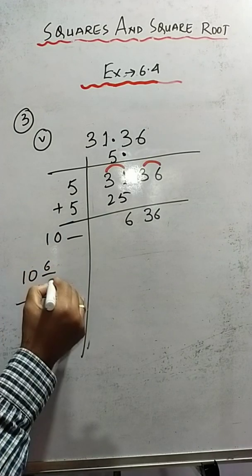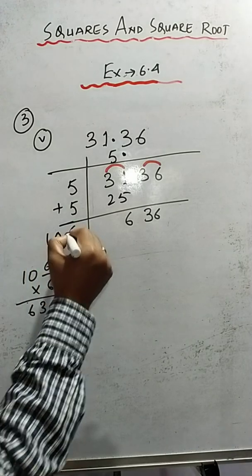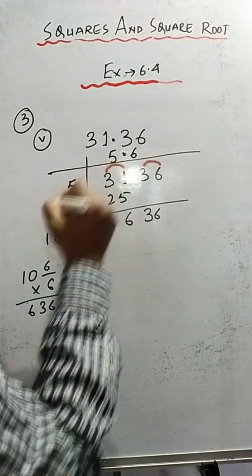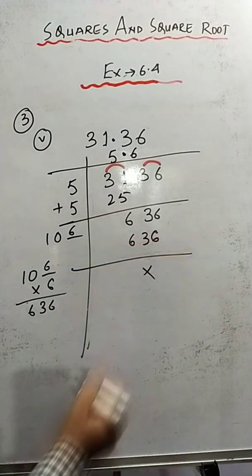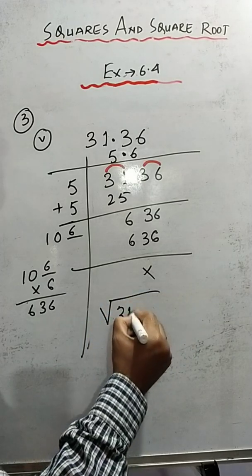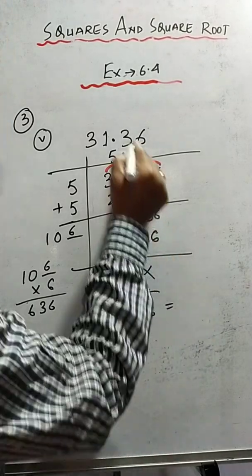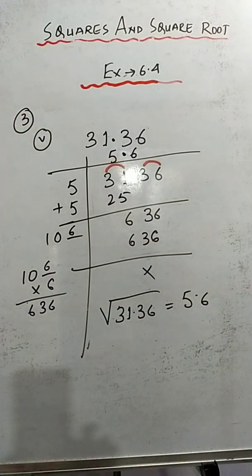Okay, 6 6s are 36, 6 1s are 6. Yes, this time 6 is the right option. Then we'll write 6 here, then 6 here also, and then we'll write the required number, that is 3136. So at last we have to write square root of 3136 would be what? 5.6.